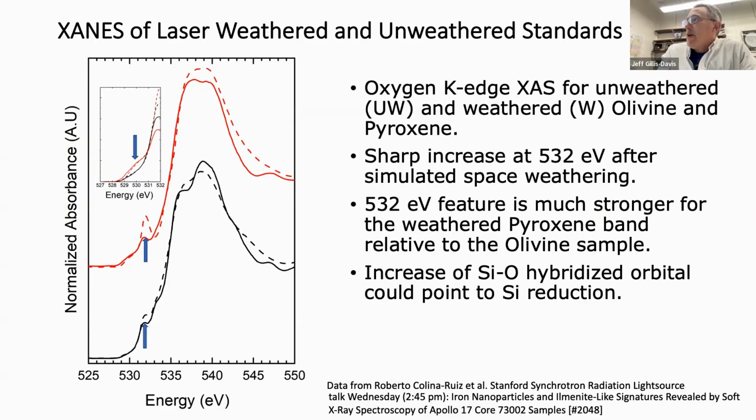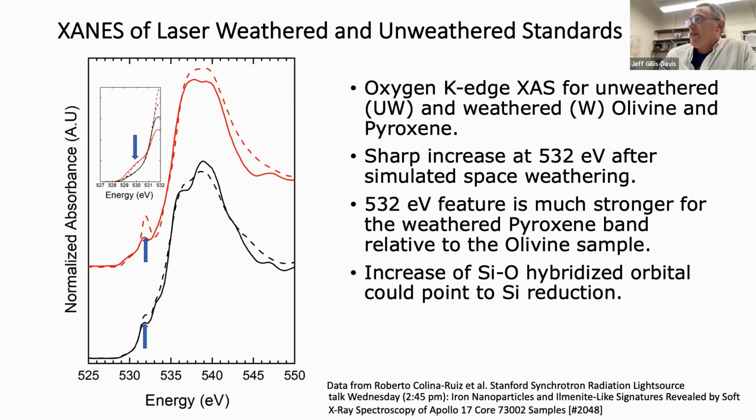This is XAS spectra taken by Roberto at SLAC. And what we see in this energy region is the oxygen K edge for unweathered olivine, which is the black spectra. Unweathered is the dotted line, and weathered is the solid line. Or sorry, the weathered is the dotted line. And the pyroxene are the red spectra. So again, unweathered is solid, weathered is dotted line.